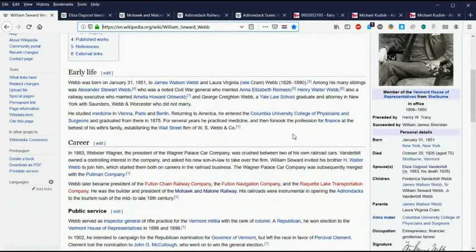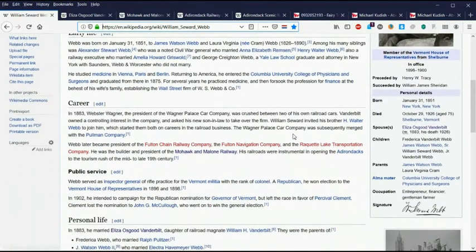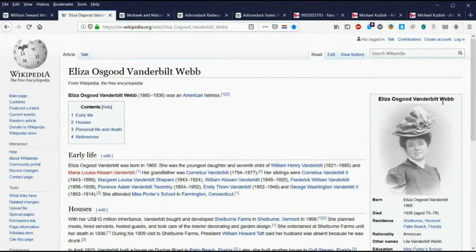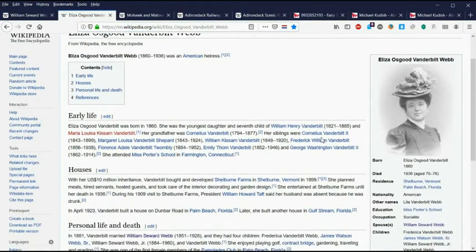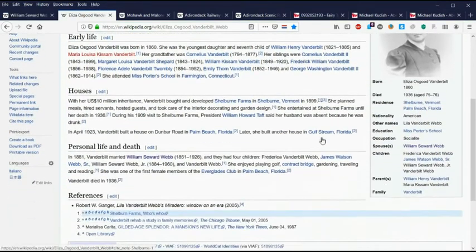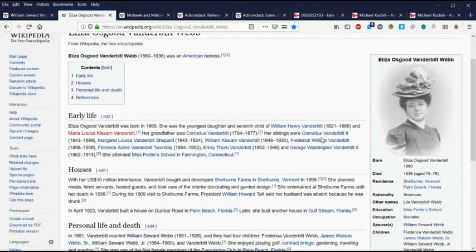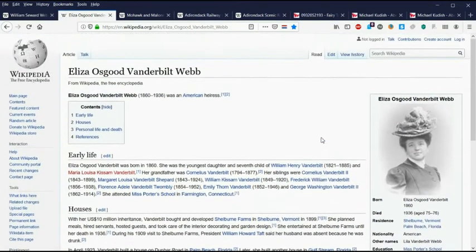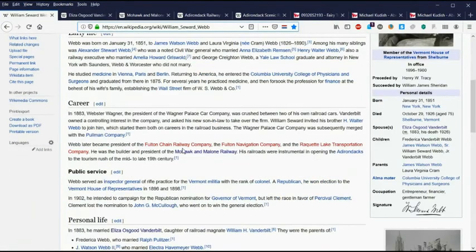He actually married the daughter of William Vanderbilt, who was the son of Cornelius Vanderbilt, Eliza Osgood Vanderbilt Webb. She actually was normally referred to by her nickname Lila, and he named one of the lakes on his game preserve in the Adirondacks after her, Lake Lila. And he married her in 1883.